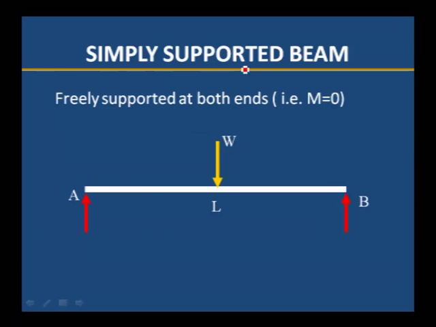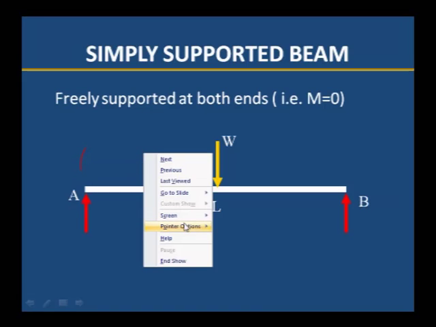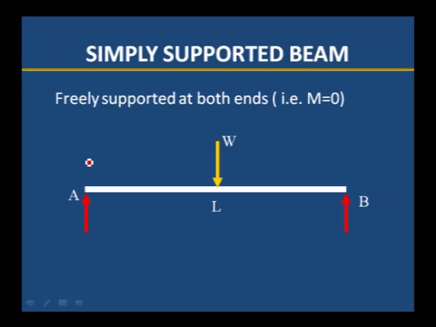Let us take one simple example to find the support reactions for a simply supported beam. This is the simply supported beam which carries a central point load. Central point load means it is at L by 2 distance from the support. When the load is acting at the center, because it is symmetrical loading, we can divide that load by 2 to get the reactions at A and B.